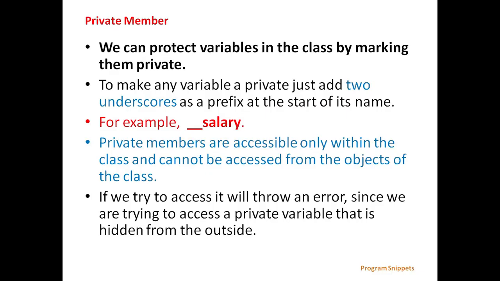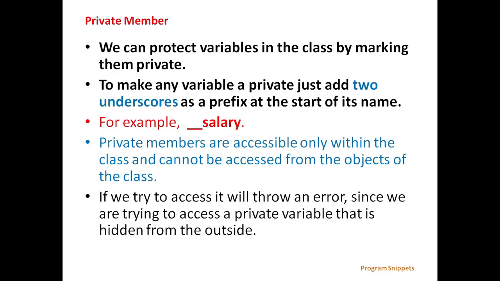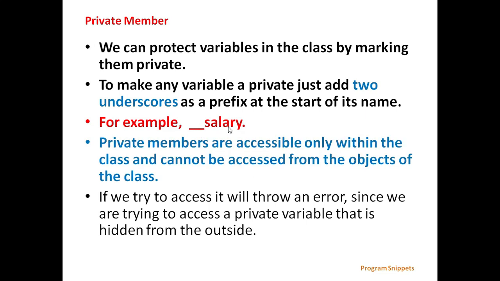Here we will see the private access modifier in Python. We can protect variables in the class by making them private. To make any variable private, just add 2 underscores as a prefix at the start of its name, for example, 2 underscores and then salary. Private members are accessible only within the class and cannot be accessed from the object of the class.